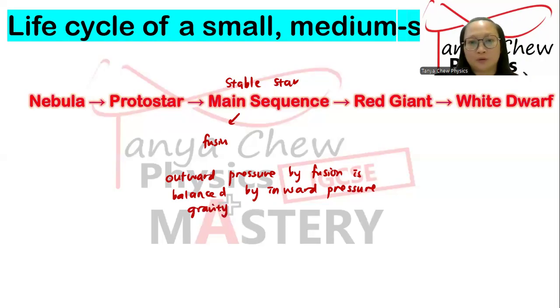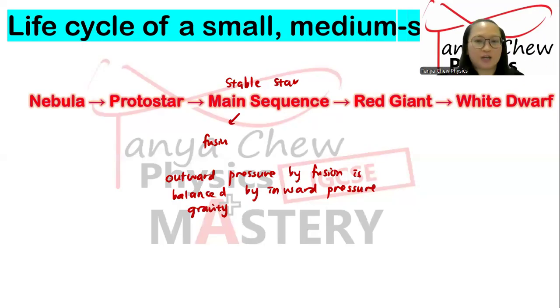gravitational force. In the process, fusion eventually runs out, because hydrogen is the one that carries out the process of fusion to form helium. But nothing lasts forever. Hydrogen eventually runs out and the process of fusion cannot occur. So that is why the only force that acts on the star after the main sequence is the gravitational force.